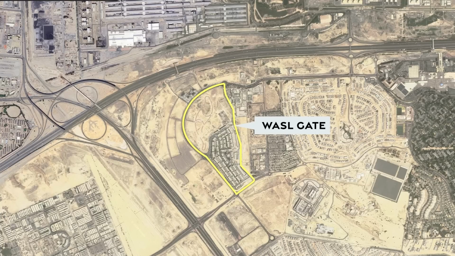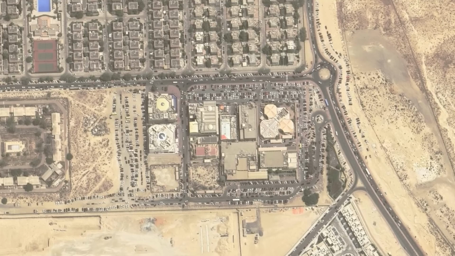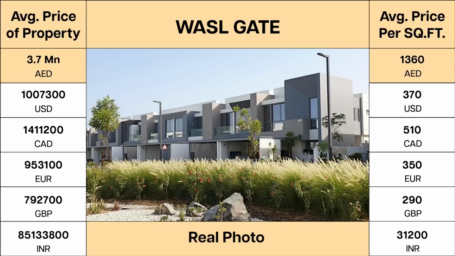Wasl Gate is a mixed community by Wasl in Al Furjan area, near the Festival Plaza Mall and close to the area where you can find a number of temples together. The Gardenia townhomes here come at an average price per square foot of 1360 dirhams.